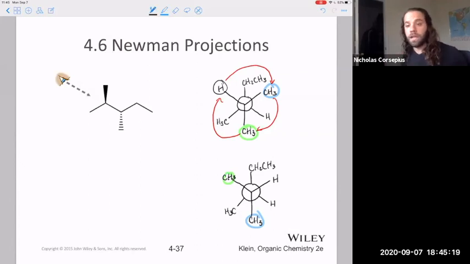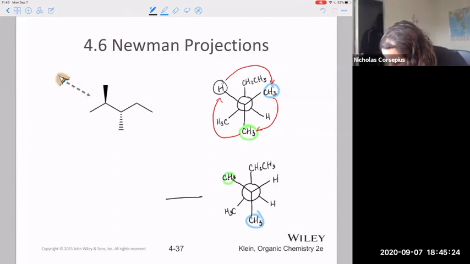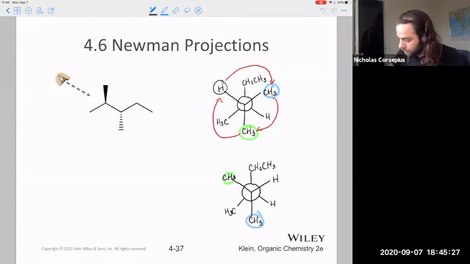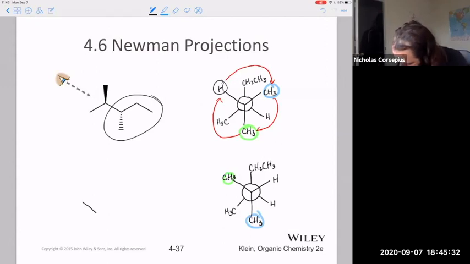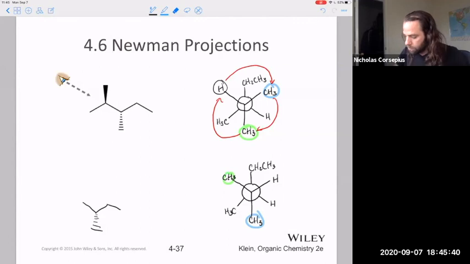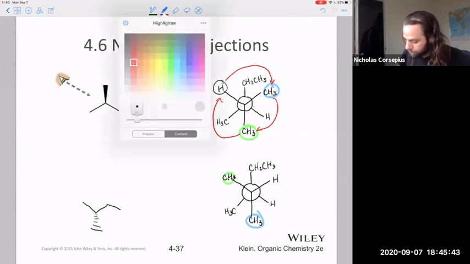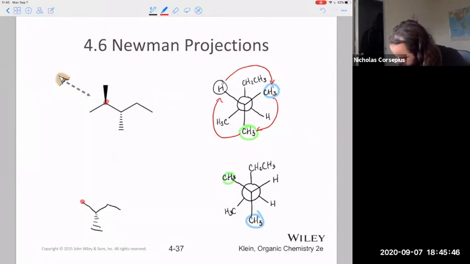One good thing to practice is not just going from bond line to Newman, but also from Newman to bond line. So let's finish this off by going back to a bond line structure. Again, this half of the molecule didn't change, so that's where I'm going to start, just by redrawing that. Okay. But what happened to this front carbon? Everything about it has rotated, right? So let's make sure that we can read our Newman projection and figure out what that should look like in terms of our wedges and dashes.